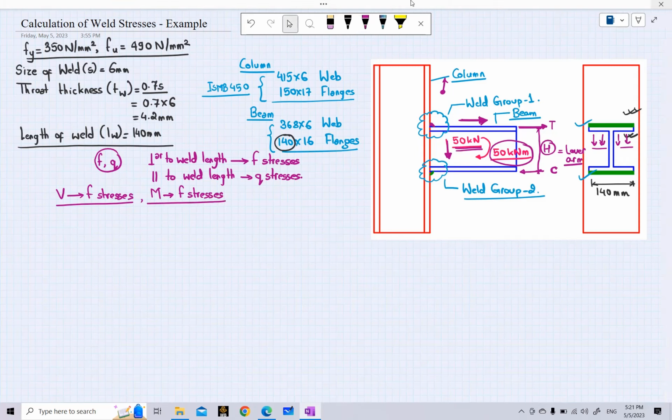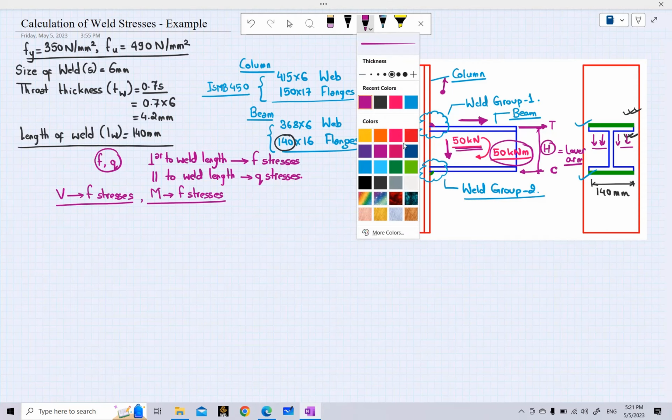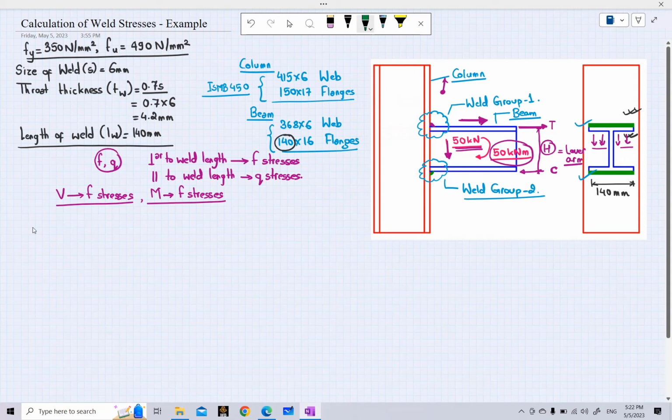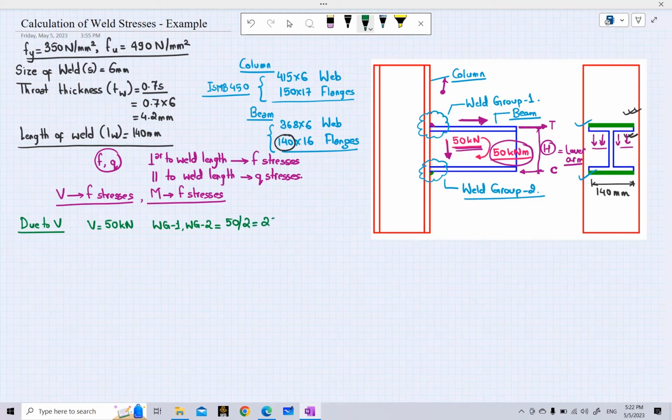So after knowing this, now let us go to calculating the stresses or the forces due to shear force and moment individually. So first, let's start with the stress due to shear force. So due to shear force, we have a total shear force of 50 kilonewton. Let us say that both weld group 1 and weld group 2 are resisting an equal amount of shear force, that is half of 50 kilonewton, which will be given by 25 kilonewton.